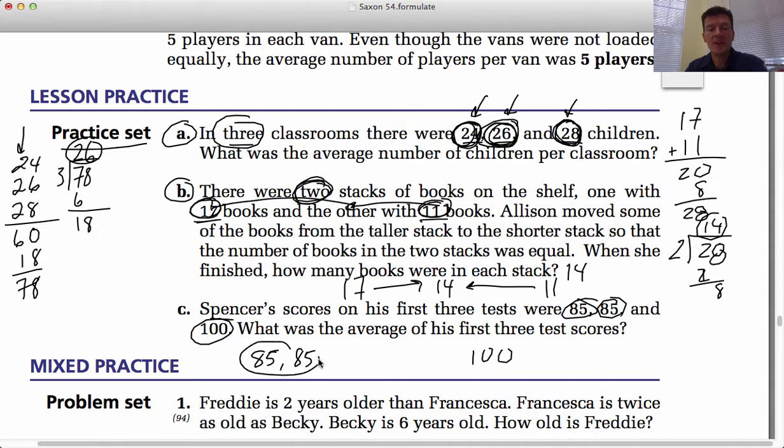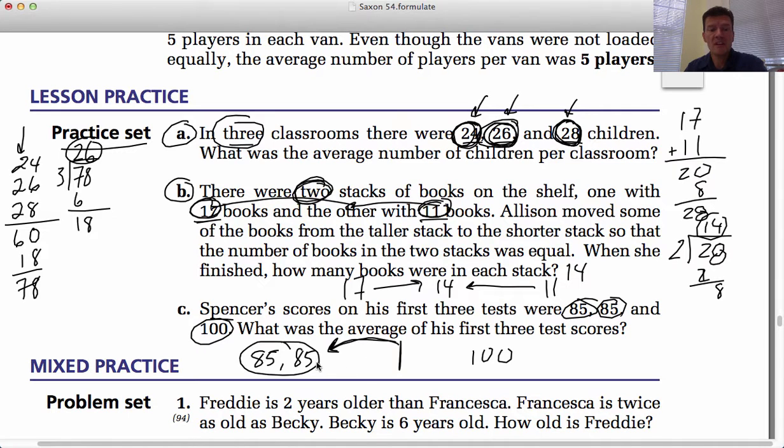Now he got 2 85s. That pulls the average closer to 85 because you got 2 of them. So it's not going to be right in the middle of 85 and 100. In the middle of 85 and 100 would be the average if you only had 1 of the 85 scores. But since you have 2, the average gets pulled closer to the 85s. If there's a number that appears the most times, the average will be pulled closer to that number. So it's going to be closer to 85.